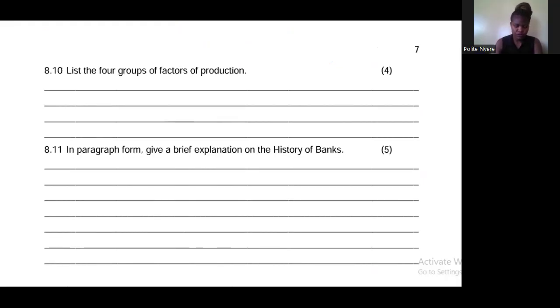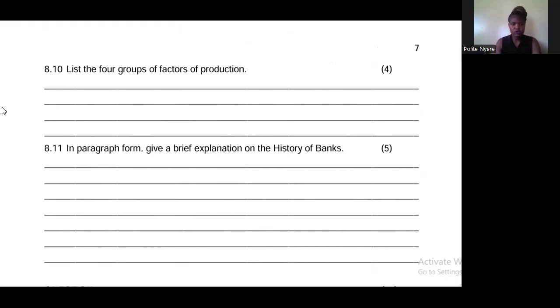List the 4 groups of factors of production. So our 4 factors of production are capital, labor, entrepreneurship, and land or natural resources.